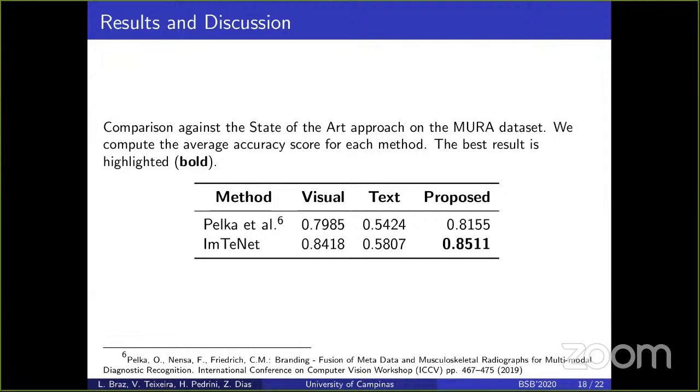We also evaluated our proposed IMT-net and compared it with another existing method for musculoskeletal abnormality classification on the MURA dataset. In this table, the visual column is related to the image classification task, the text column is related to the text classification task, whereas the last column is related to the proposed method. Compared to this baseline of another work, our proposed method yields a high performance for musculoskeletal abnormality classification on the MURA dataset.